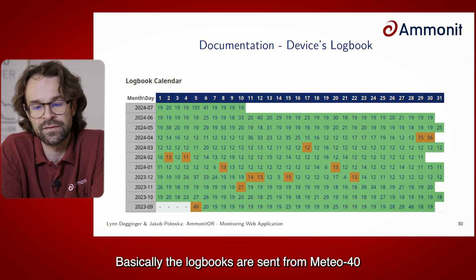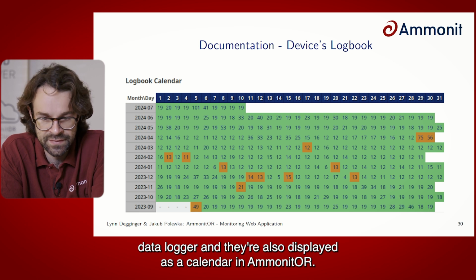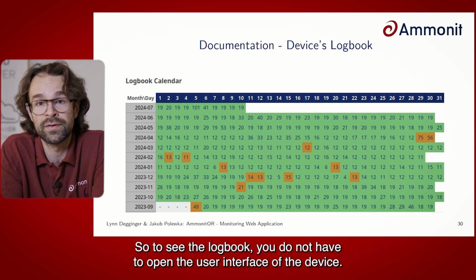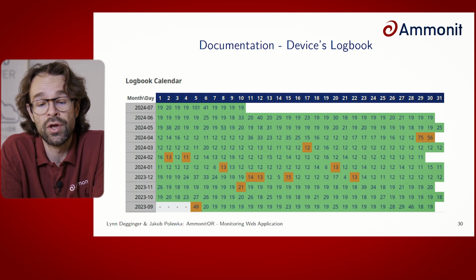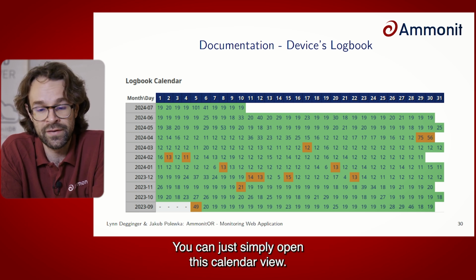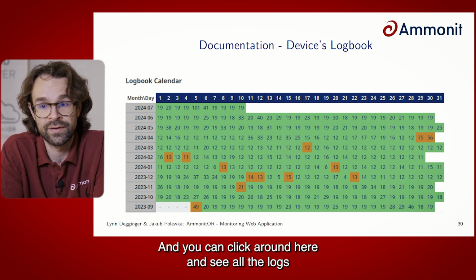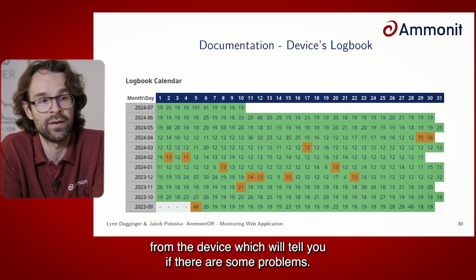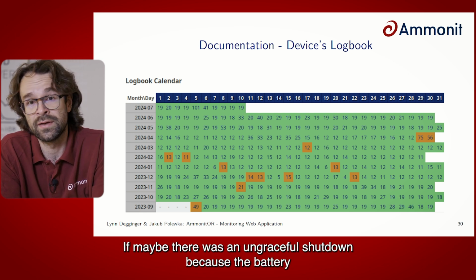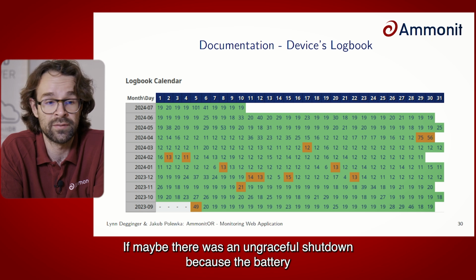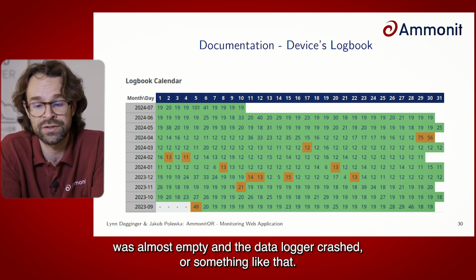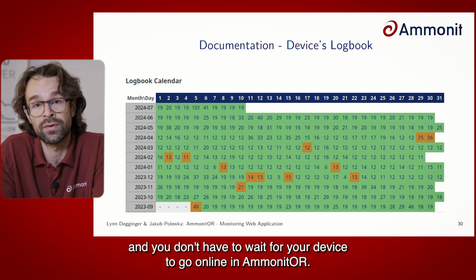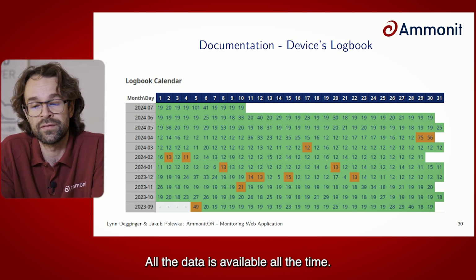Basically, the logbooks are sent from Meteor 40 Logger, and they're also displayed as a calendar in AmmonitOR. So to see the logbook, you do not have to open the user interface of the device. You can just simply open this calendar view, and you can click around here and see all the logs from the device. They will tell you if there are some problems, if maybe there was an ungraceful shutdown because the battery was almost empty and the logger crashed, or something like that. That is all included in here, and you don't have to wait for your device to go online in AmmonitOR, all the data is available all the time.